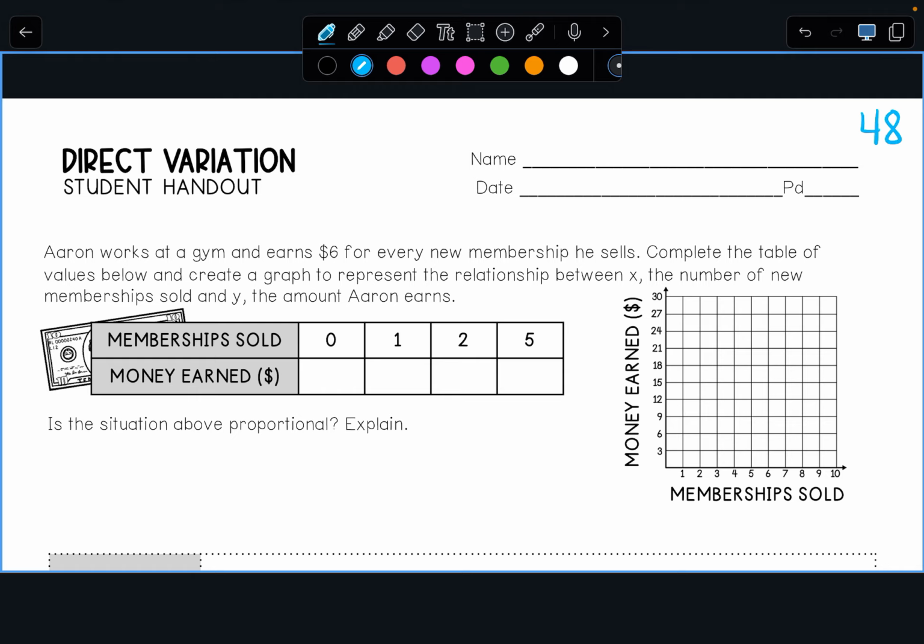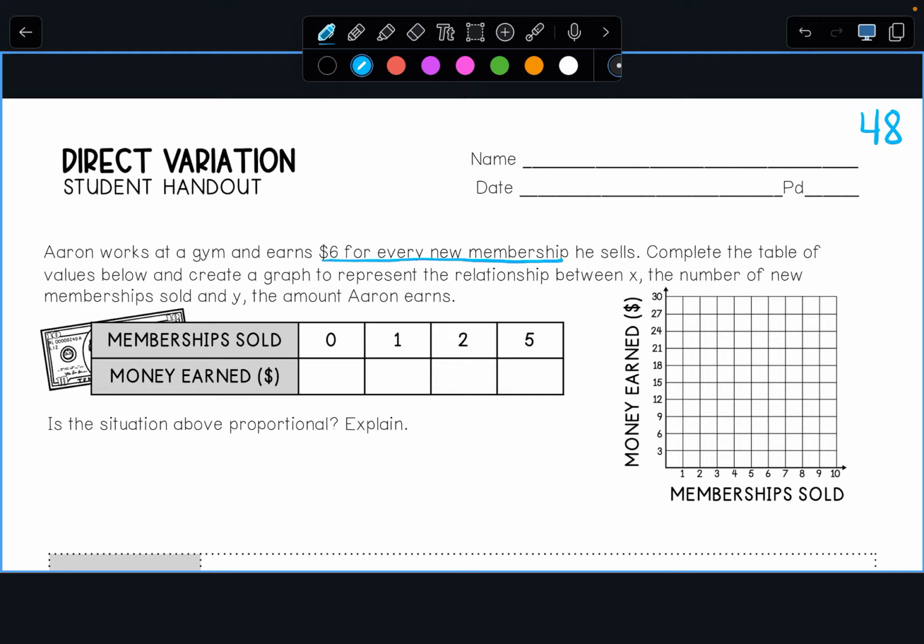Aaron works at a gym and earns $6 for every new membership he sells. Complete the table of values and create a graph to represent the relationship between X, the number of new memberships, and Y, the amount that Aaron earns. Is the situation above proportional? Well, if we know that he's earning $6 for every new membership, let's fill in the table.